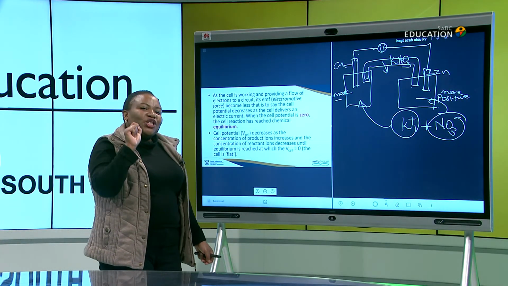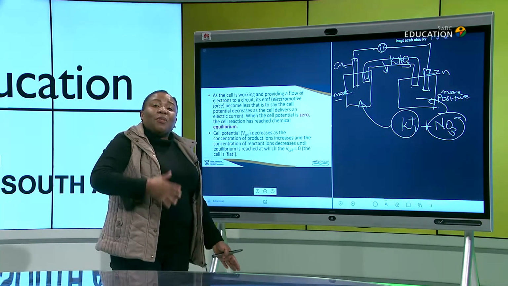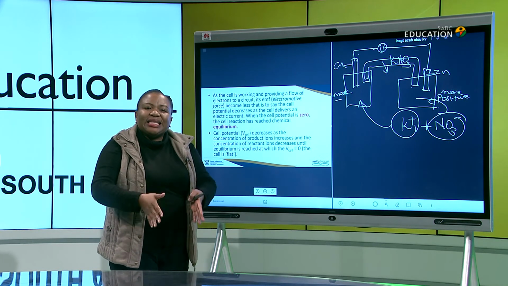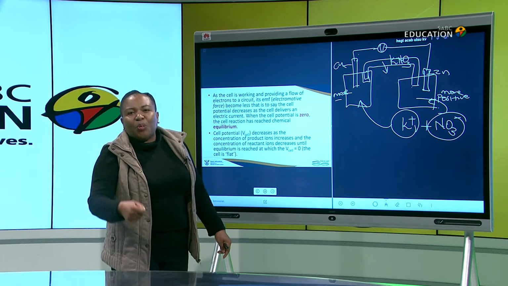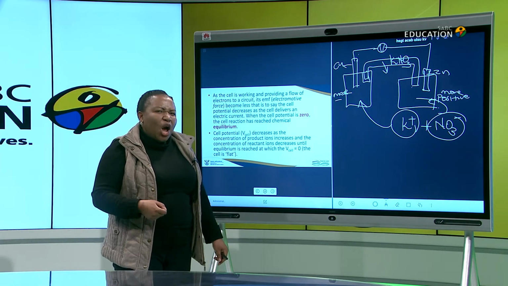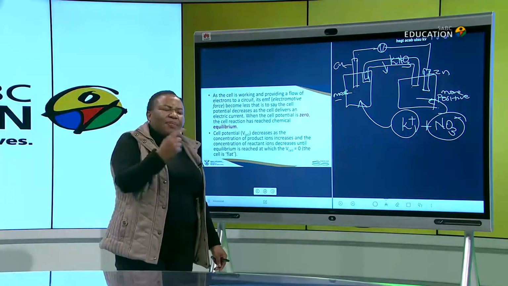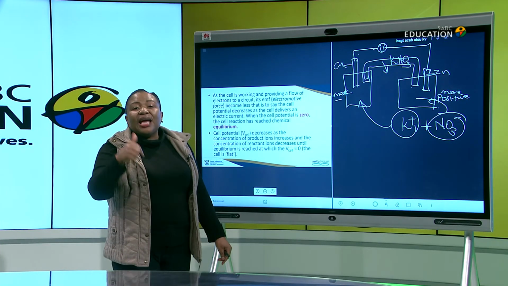And if it has reached equilibrium, in layman's terms we normally say the battery is flat. When we say the battery is flat, we don't actually mean the battery is flat. We mean that the cell has reached equilibrium. So we normally say, okay, you must recharge your battery. There are some rechargeable batteries, of course. When you recharge it, it means there's something that you must do with the two electrolytes so that they can give you the desired product.